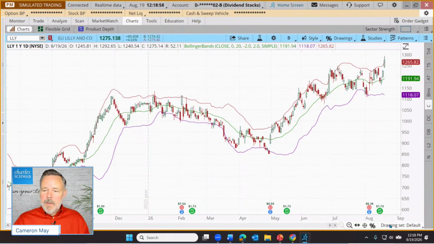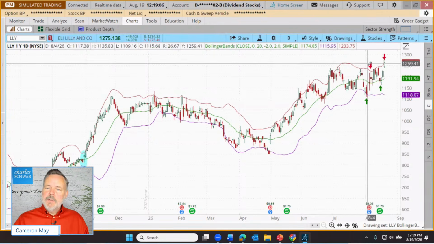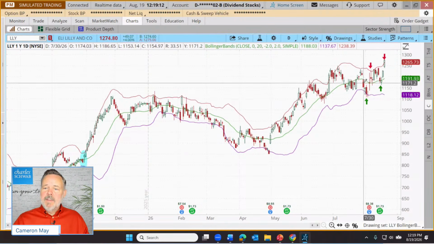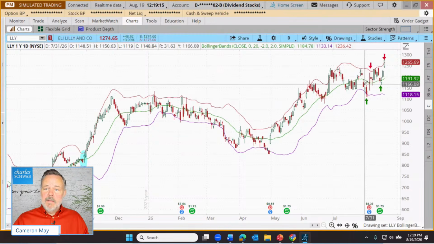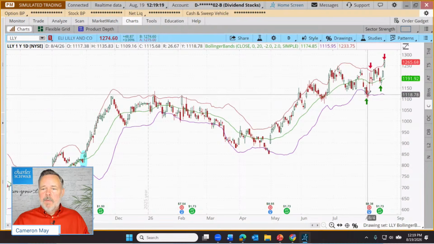All right. So let me apply a new drawing set here just to illustrate this. Let's get up our Eli Lilly Bollinger Bands. And just looking at recent examples, here's average price. Each candle represents that day's actual price. And just a couple of weeks ago, maybe 3 weeks ago, we got pretty low. We got down to that lower 2 standard deviation band.